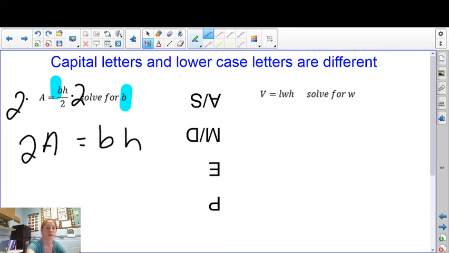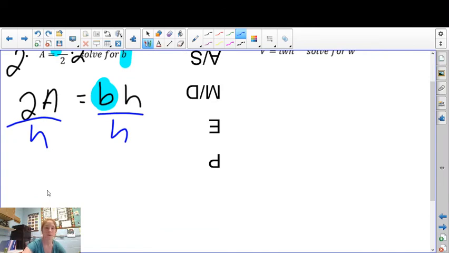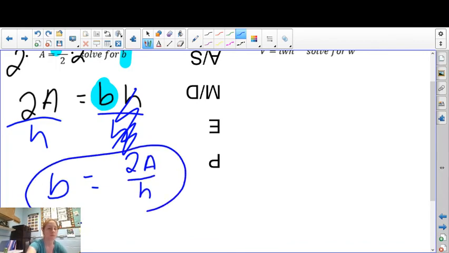All right, let's go ahead and get our identifier. Is my B by itself? Nope, he's not. He's still there. So in order to undo him, he's being multiplied, so I have to divide. That causes them to cancel. B is equal to 2A over H. Circle it.